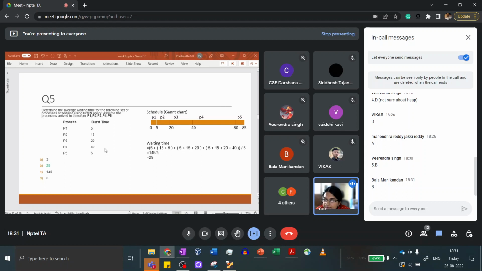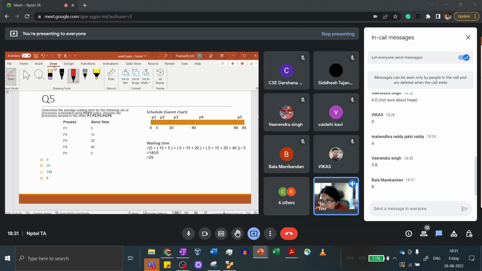Let's take a look at the answer then. So the answer is B 29. So 2 people got it right. Very happy to see that. So let's now look at why that is the case, right?